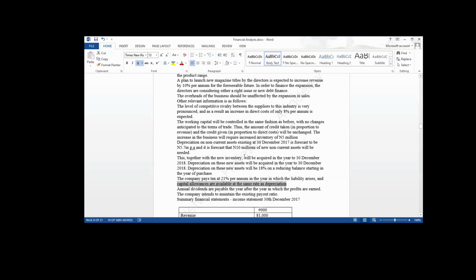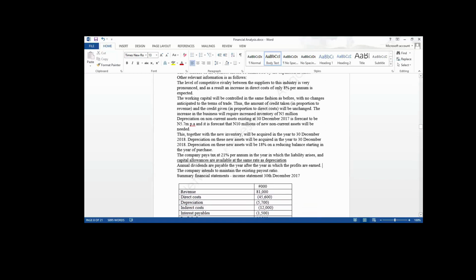Please note that annual dividends are payable the year after the year in which the profits are earned. That implies that dividend is payable in arrears. Dividend for year 1 will be paid in year 2. Dividend for year 2 will be paid in year 3. The company intends to maintain the existing payout ratio. Okay.